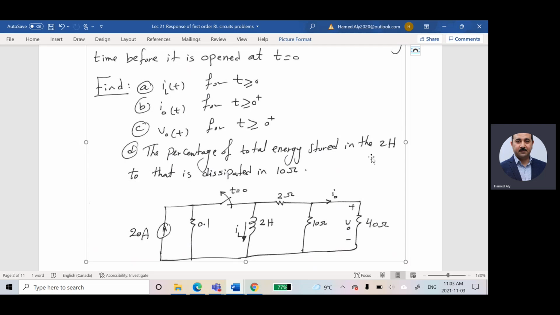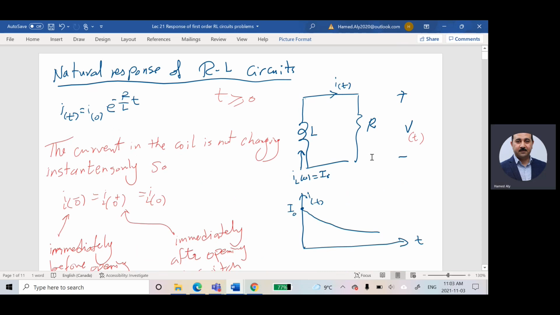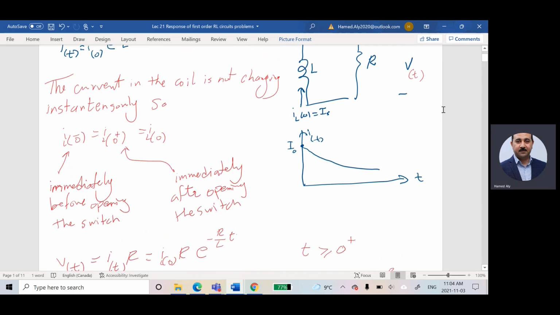Let us first calculate the current and the voltage, and then we will talk about the energy. But before we start solving this problem, we derived some equations based on a specific circuit. What is this circuit? It is R connected in series with L. Again, I derived all of these equations based on one R and one L. Am I right? What if I have 10 R's connected in parallel or series and many L's connected in parallel or series? Can I use these equations?